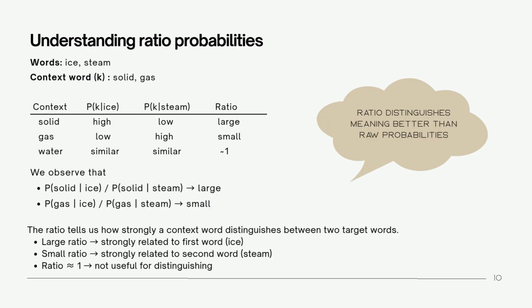Let us understand the idea of ratio of probabilities with a simple example. Consider the words ice and steam. Now take context words like solid, gas, and water. The word solid is strongly associated with ice, while gas is strongly associated with steam. Now, if we look at the ratio of probabilities, we see that the ratio is large for solid with respect to ice, but small for gas. But for a neutral word like water, the ratio is close to 1. This tells us that ratios are very effective at capturing meaningful distinctions while ignoring irrelevant information. This is the key insight that GloVe builds upon.